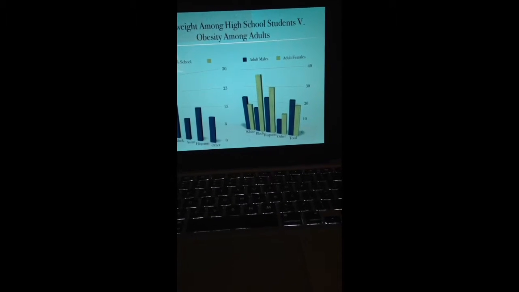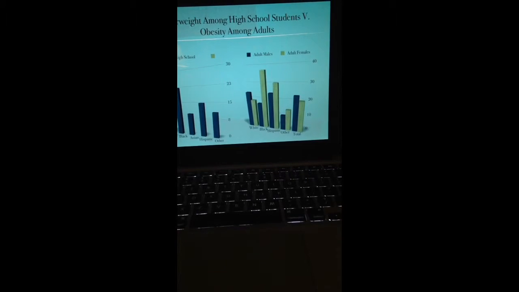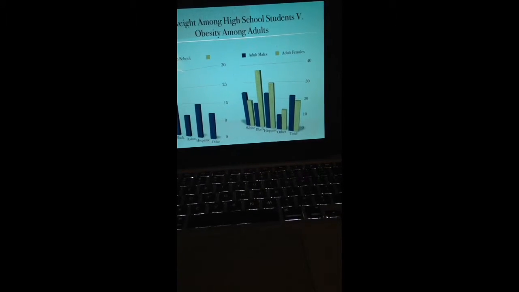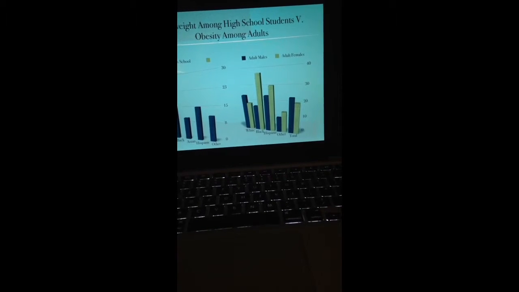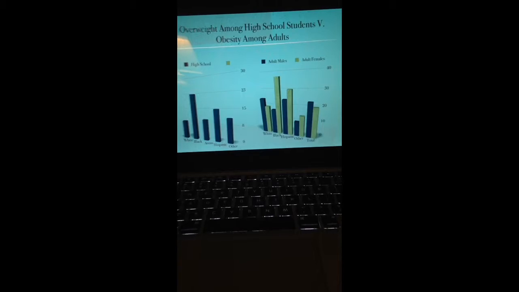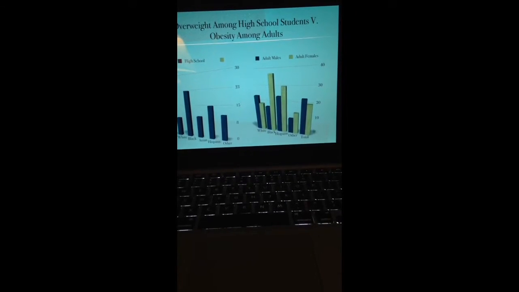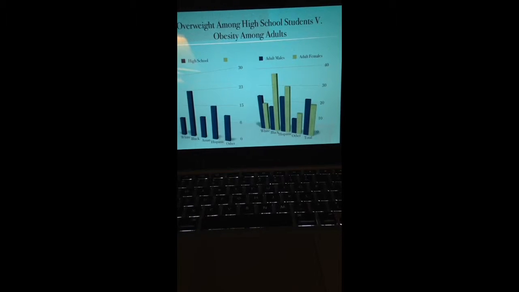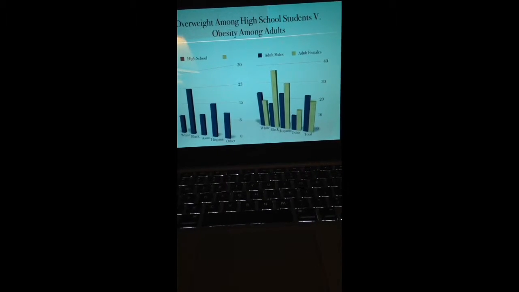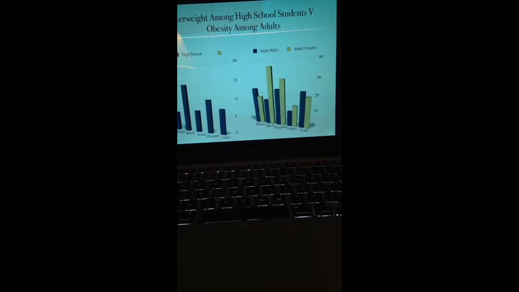On the left chart is high school in the blue, with the different ethnicities on each column. And then on the right chart, we have adult males in the blue and females in the green. We have the different ethnicities on the bottom, and then the total on the far right, which shows that there are more adult males that are obese than females.